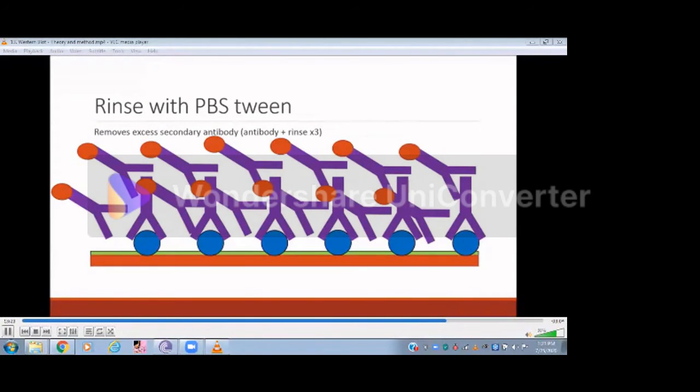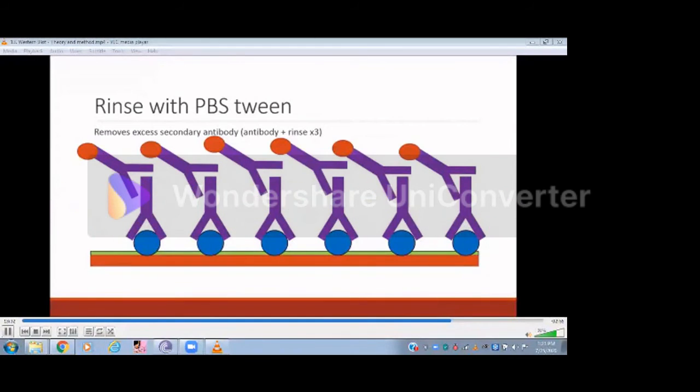And what this will do is catalyze the reaction of luminol into 3-aminophthalate, which is a fluorescent product. So then after leaving the secondary antibodies to settle, we need to rinse again with PBS-Tween. And similarly to the previous steps, this will remove any excess secondary antibody. And again, similarly to the primary antibody, we need to do this in triplicate. So we add the antibody, rinse, add the antibody, rinse, add the antibody, and rinse. Remember, everything is done in triplicate to ensure all of the secondary antibodies have successfully bound to the mouse antibodies.